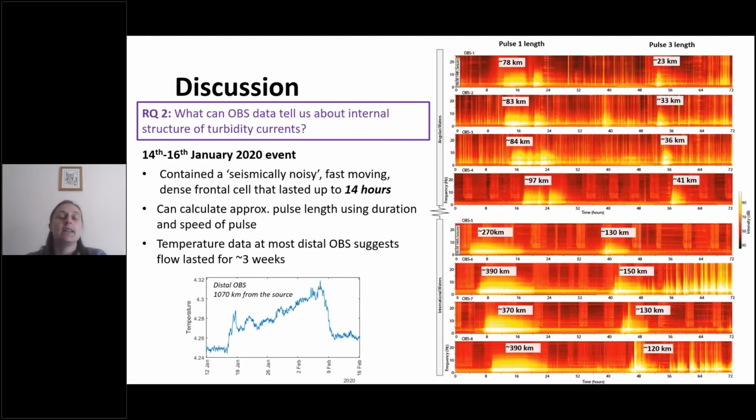And what's really exciting is that we can take this understanding about the internal structure of the smaller flows, but apply it to these big canyon flushing flows, which we haven't really been able to look at before. I'm going to focus now on the 14th to 16th January 2020 event.